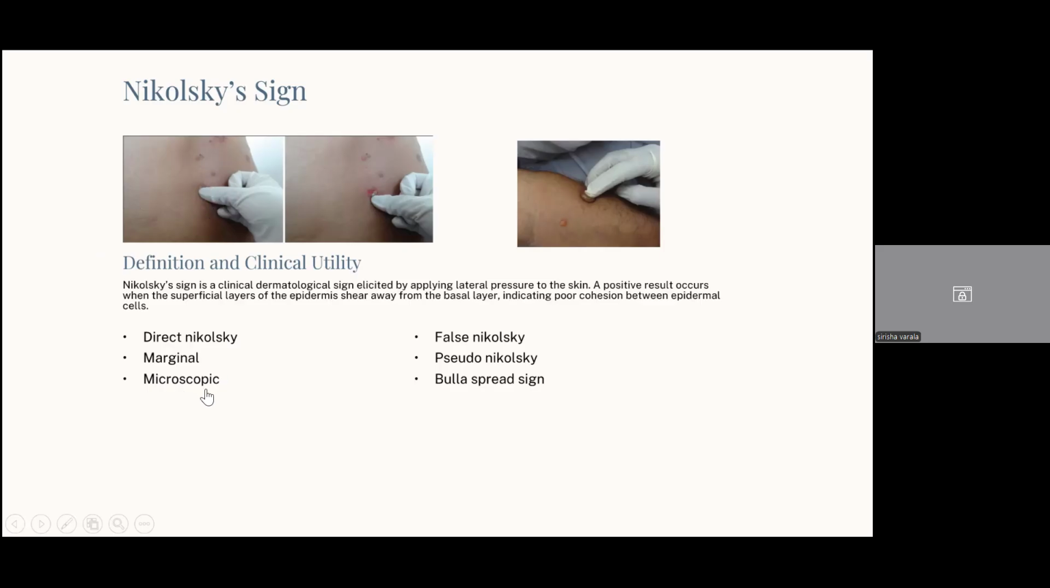Microscopic Nikolsky is where you apply the shearing force, but you'll not be able to see it with the naked eye. You have to do a histopathology, and that is when you will see the loss of adhesion. But it is more sensitive than direct Nikolsky. False Nikolsky is usually seen in subepidermal blistering disorders.